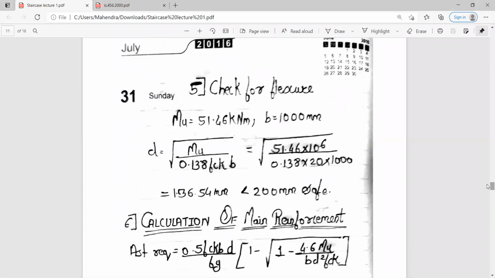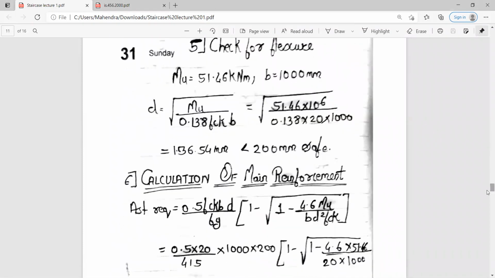Now we need to do the check for the flexure in the step number 5. So the step number 5 is our check for the flexure. For this we need to consider the maximum bending moment. The maximum bending moment value we got was 51.46 kilonewton meter. And here you have to assume the value of B as 1000 mm, so that you can calculate the depth. The depth calculated here should be less than the value that we had calculated in step number 2. So Mu is 51.46 kilonewton meter.